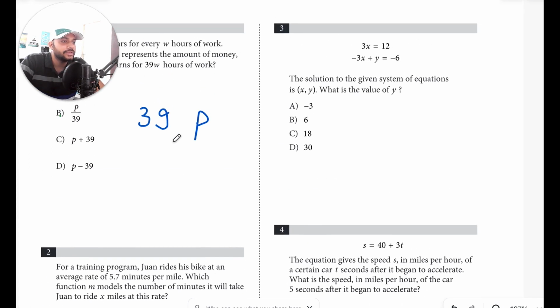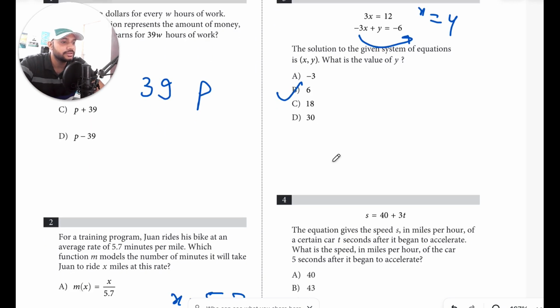Okay. Question 3. 3x is equal to 12, x is equal to 4. Negative 3x, that means negative 12 plus 6, y is equal to negative 6. y is equal to negative 12 plus 6, negative 6. Sorry, x is equal to 4. Negative 12, okay, positive 6. Negative 12 will go to this side.